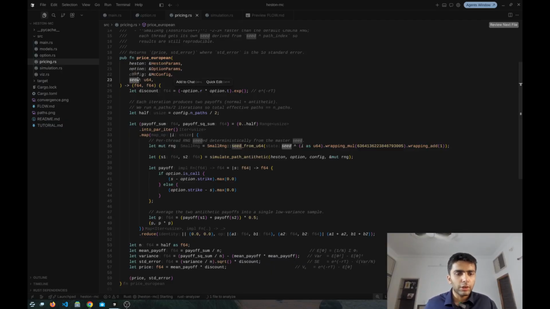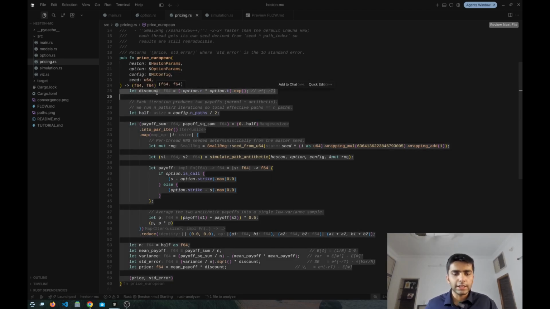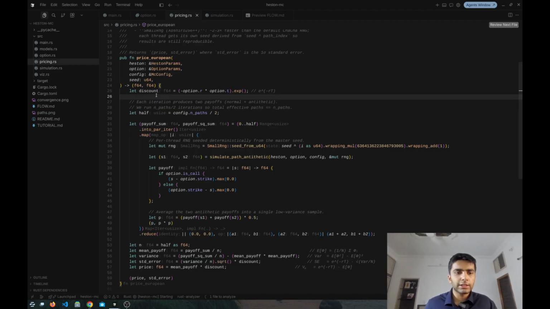So we call it the master seed, and then here we have defined the discount factor. What happens is, when we simulate a path, we get the price for an option at the time of expiry, but we want the current price, right? So what do we do, as we are working in a risk neutral framework? We simply discount the price at the time of expiry to get the current price. We discount it by the risk free interest rate. So this is the value for that.